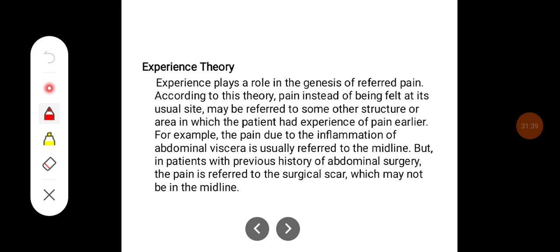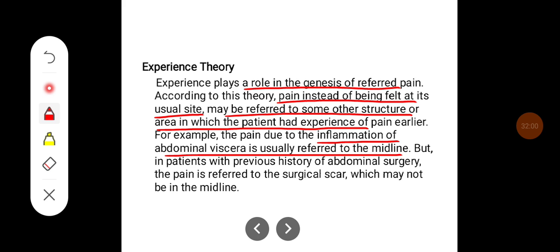Then experience theory. Experience plays a role in the genesis of referred pain. According to this theory, pain is instead being felt at its usual site. It may be referred to some other structure or area in which the patient had an experience of pain earlier. For example, pain due to the inflammation of the abdominal viscera is usually referred to the midline, but in patients with a previous history of abdominal surgery, the pain is referred to the surgical scar, which may not be in the midline.